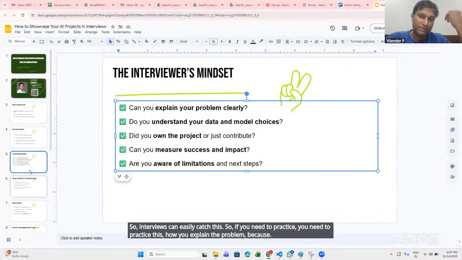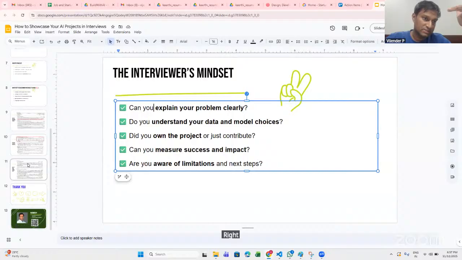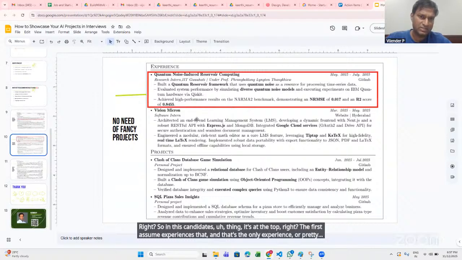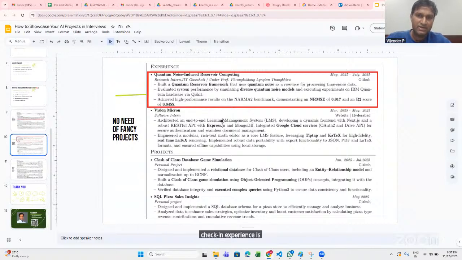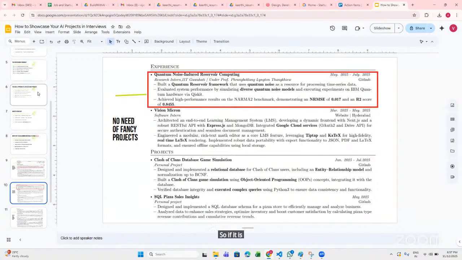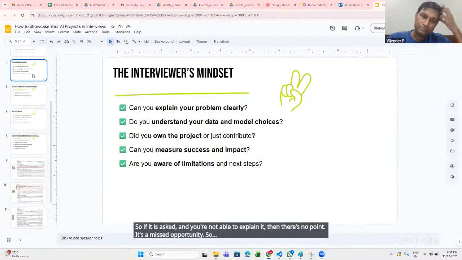Because if it's on your resume, especially at the top, there's a 99% chance that it will be asked. In this candidate's resume, it's at the top. The first experience is the data science project, and the second one is not a data science project. So 99% it will be asked, and if you're not able to explain it, then there's no point. It's a missed opportunity. So make sure you know exactly what problem you're solving.